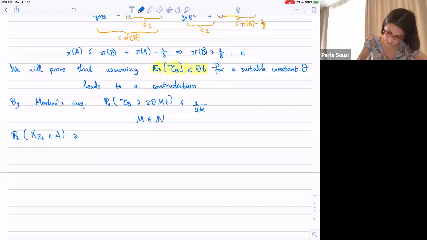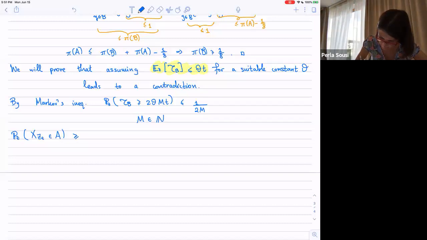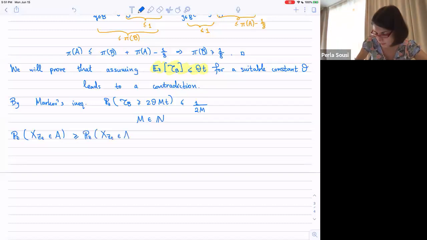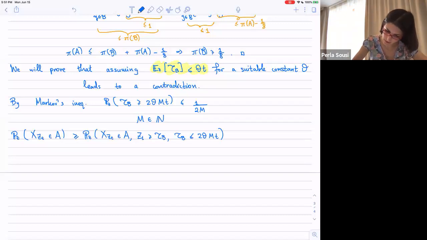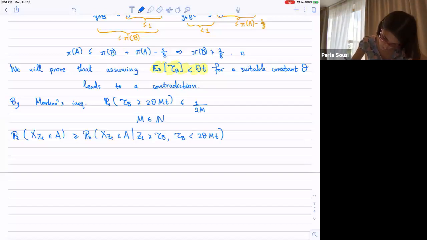So the probability of X_Z,t being in A is going to be lower bounded by the probability that X_Z,t is in A, and I'm just going to add some more events: Z_t greater than or equal to tau B, and tau B less than or equal to 2 theta mt. Just say less, doesn't matter. Okay, so now I'm going to condition and multiply.